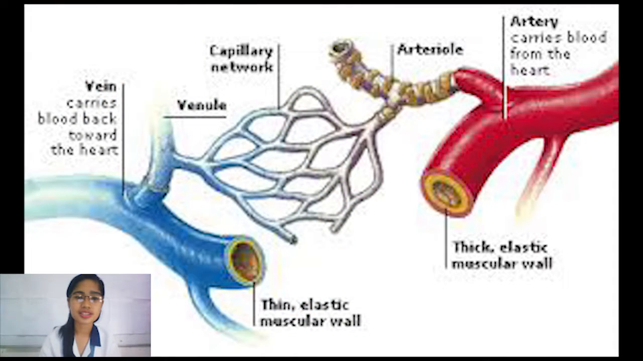Next is the blood vessels. They are the connecting tubes throughout the body. The three major types of these include the arteries that carry blood from the heart, veins that carry blood into the heart, and capillaries that are tiny vessels that connect the arteries and veins. It is also where the exchange of nutrients and oxygen takes place.